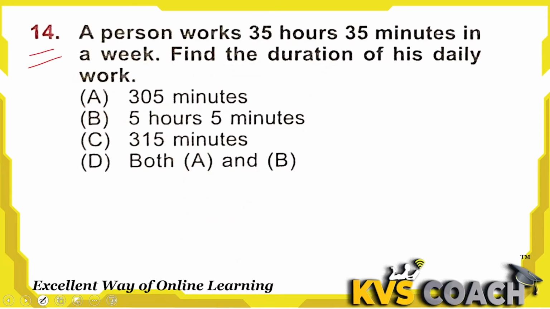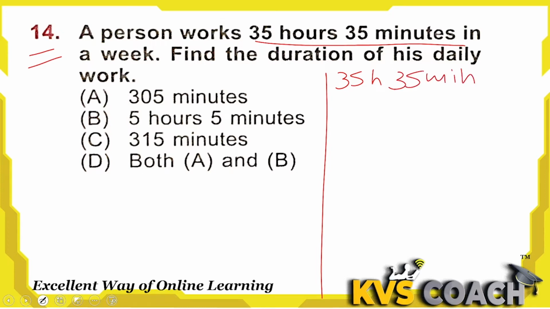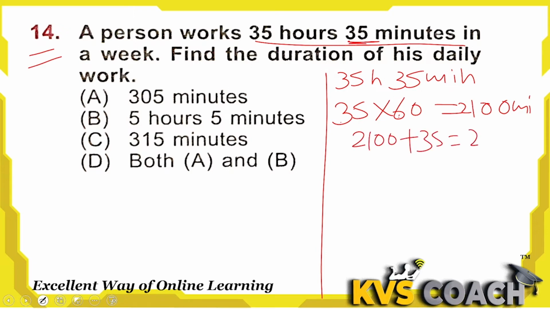Question 14 is, a person works 35 hours 35 minutes in a week. So find the duration of his daily work. Look, 35 hours and 35 minutes. Okay, so first we will change all the data into minutes. So 35 hours we will multiply by 60, then we will get the minutes. So 6 fives are 30, 3 sixes are 18, and 3 makes 21. So 2100 minutes for the hours, and 35 is already given here. So 2100 plus 35 is equal to a total of 2135 minutes. Okay, and now they are saying that it is weekly data and they want daily.